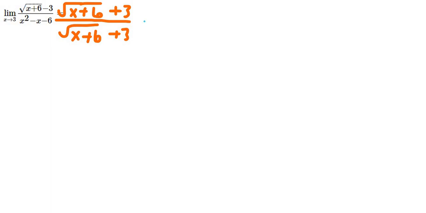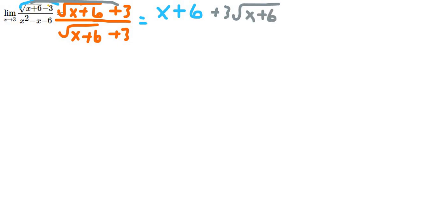So for the numerator, it's going to be a little more tricky to deal with. The square root of x plus 6 times the square root of x plus 6 is a normal x plus 6. The square roots are going to cancel each other out. The square root of x plus 6 times 3 there is going to be 3 square root x plus 6. And then a negative 3 times the square root of x plus 6 is going to be a negative 3 square root of x plus 6.